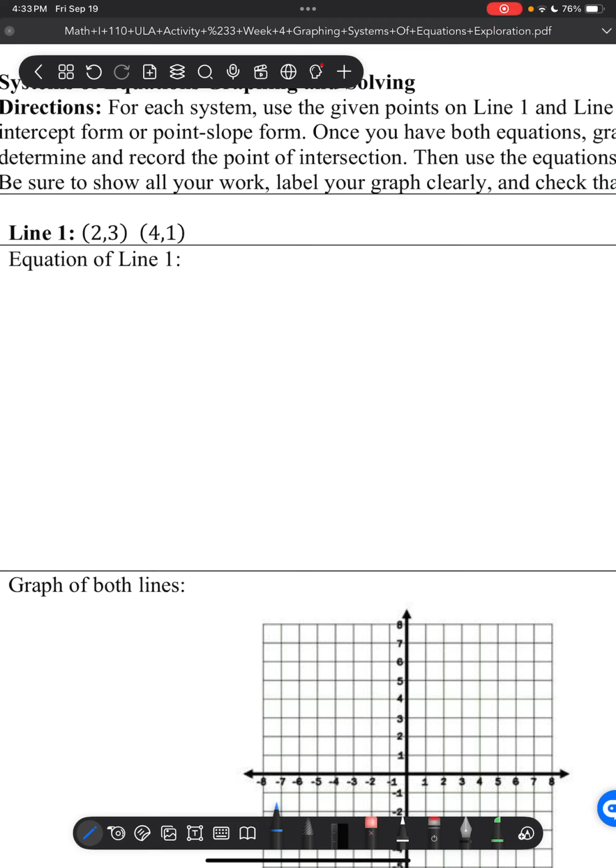So first we want to find the slope, right? So the slope is the difference between the x's and y's. So we are going to go with 1 minus 3 and our 4 minus 2. That gives us a negative 2 over 2, equaling negative 1. So our slope is negative 1.